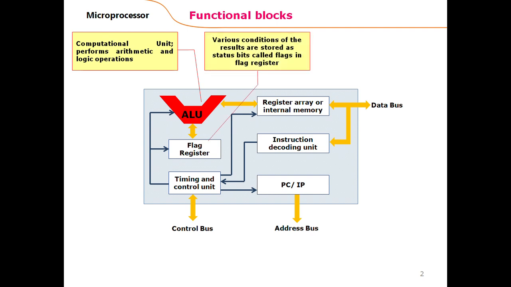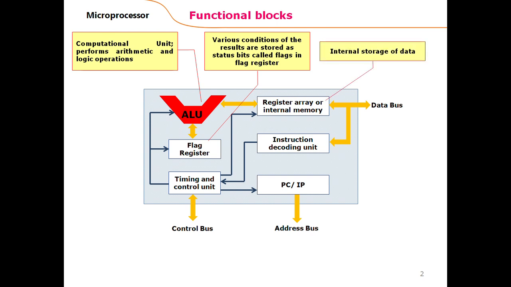There is a flag register, normally called flags or E-flags in the modern microprocessors. The flag register stores various conditions of the results. So the conditions are stored as status bits called flags in the flag register. For example, the carry flag, the overflow flag, the parity flag or the direction flag are the flag bits that store the status after the computation, arithmetic and logic operation.